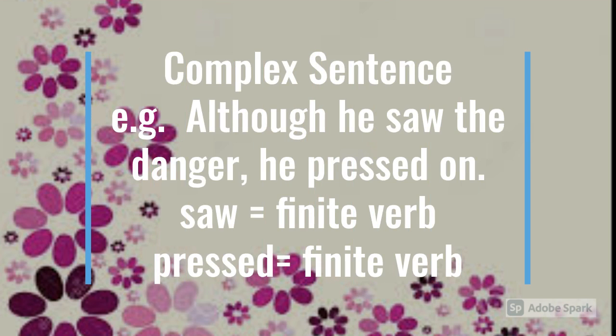Now let us see an example of a complex sentence. Although he saw the danger, he pressed on. Now there are two finite verbs here, saw and pressed. Although he saw the danger is a subordinate clause as it cannot stand alone. It will not make sense. He pressed on is the main clause here as it can stand alone and it will make sense.